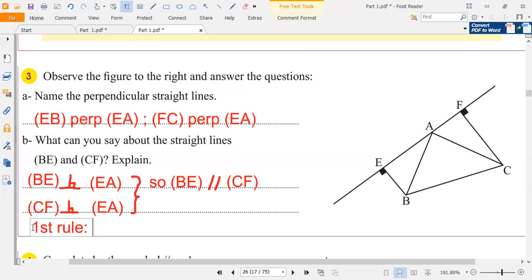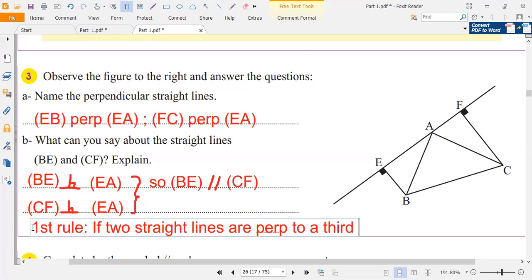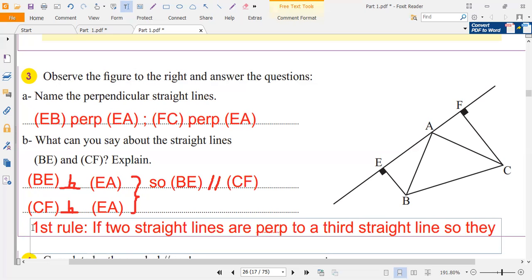The first rule is: if two straight lines are perpendicular to a third straight line, then they are parallel to each other. So we have to remember the rule. We have to study the rule.